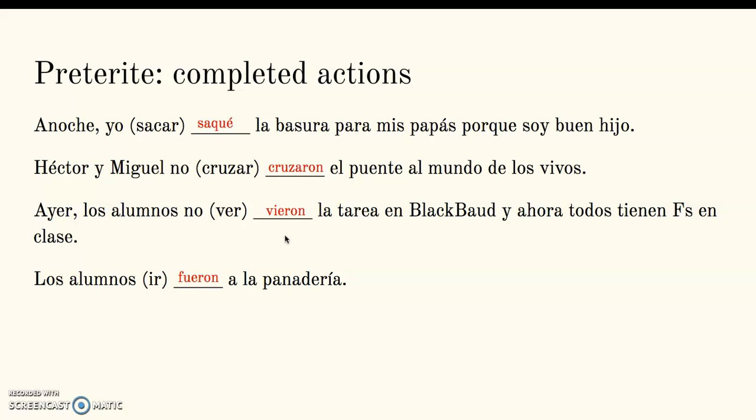But the point is, for all of these examples really, is that you understand that they're completed actions, and so therefore they should be conjugated in the preterite tense. So they went to the bakery. That's completed, it's over, like it has nothing to do with the present tense.